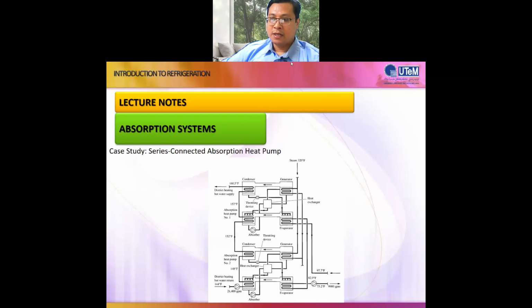This is one optional condition before we design the refrigeration system. This one is one of the optional systems.